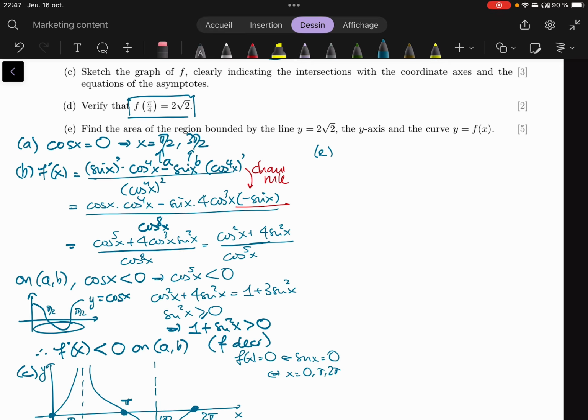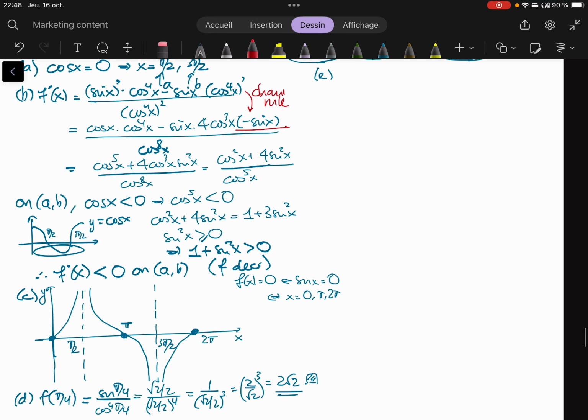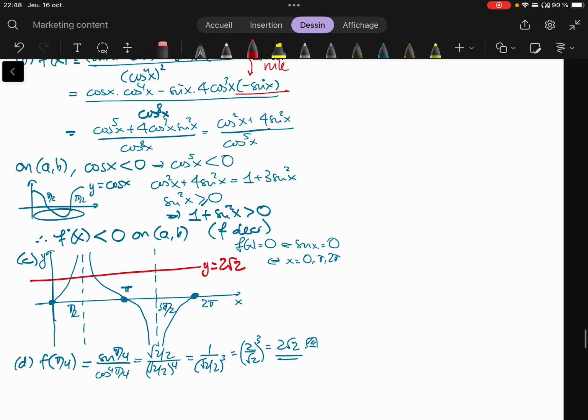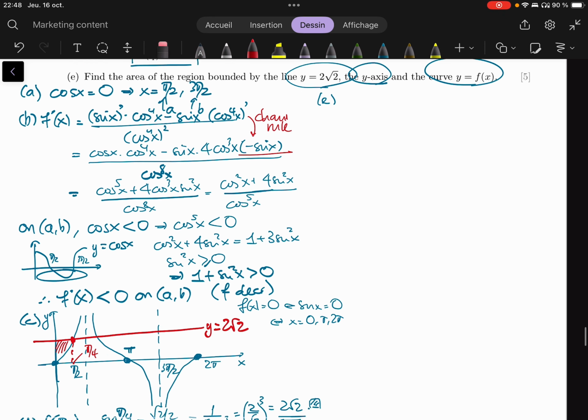Part E. Now we would like to find the area of the region bounded by this line, the y-axis, and the curve. So, where is the line? There's a line. We just proved that f of pi by 4 is equal to 2 root 2. This means that this point of intersection right here is at pi by 4. And the region that we're interested in is this part.